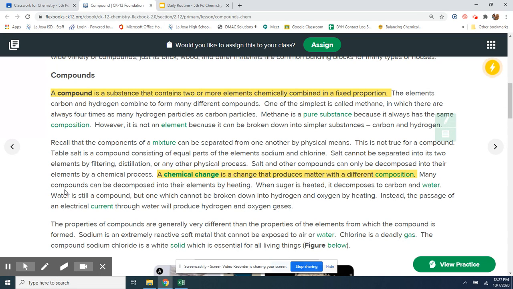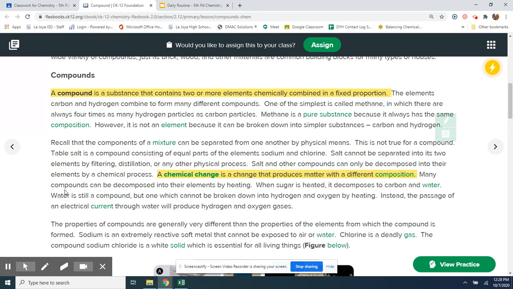That is methane. Methane is a pure substance because it always has the same composition. If I don't have 4 hydrogens, it's not methane. If I don't have 1 carbon, it's not methane. Got it? That's what we mean by fixed proportion. The numbers have to be specific. You know what I mean? Okay.